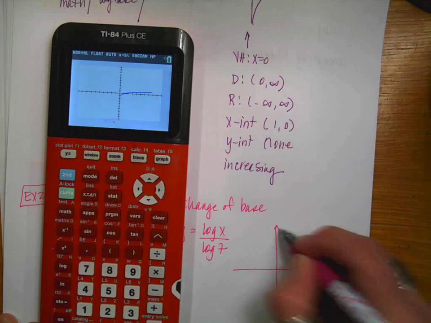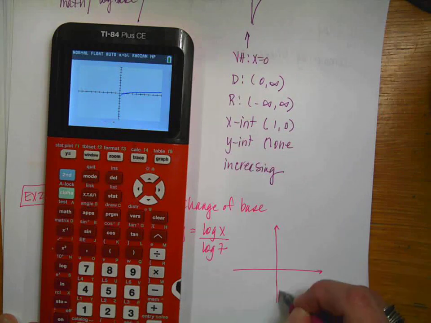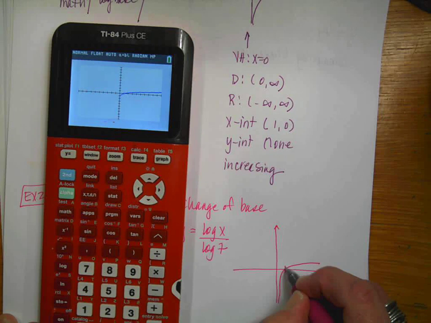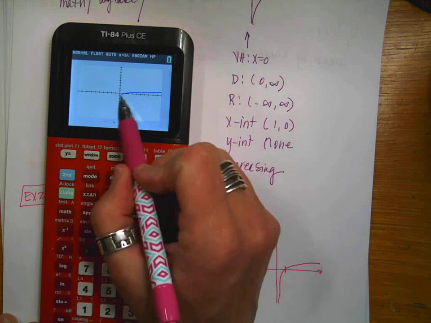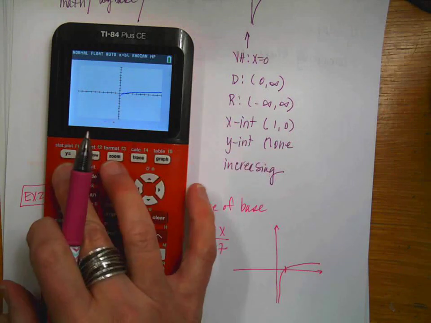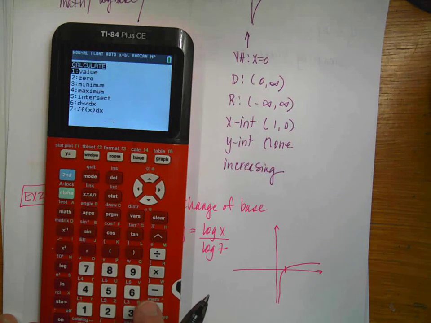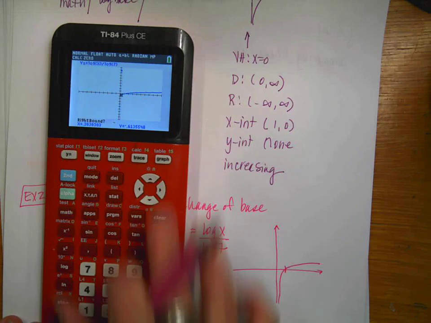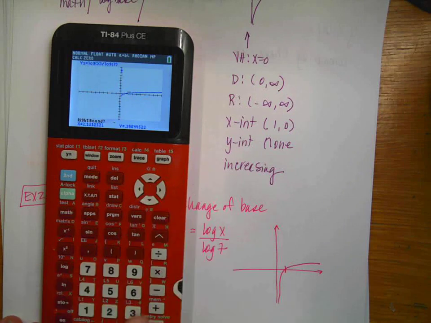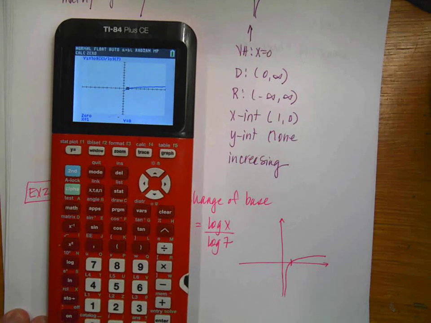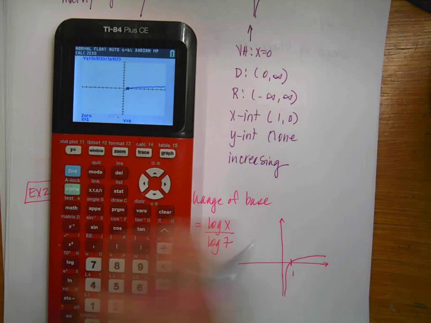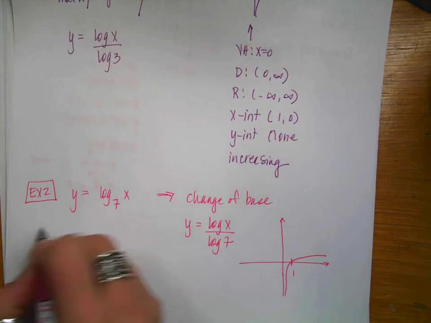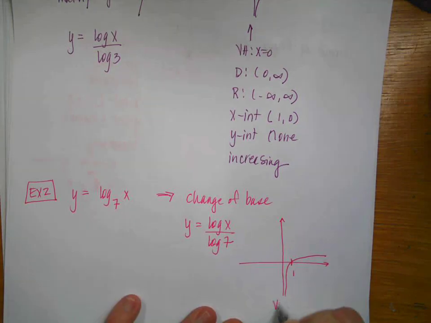And again, here's my graph. Pretty predictable, a little bit more shallow, okay? It's still going to cross. If I want to see that point, I'm going to do second calculate and my x-intercept, which is a 0. And just to find it, I'm going to go to the left, and then I'm going to cross the axis, enter, enter, and I get that it's still 1, 0, okay? So I'm going to answer all of my questions.